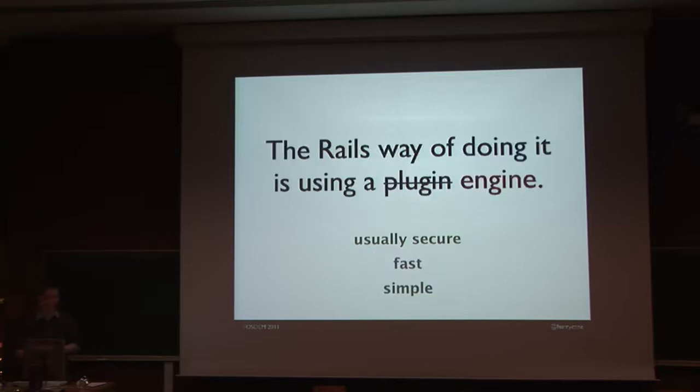Also, the Rails way of doing it is using a plugin, or now in Rails 3, an engine. And this has all three. It's secure because you know the plugin is very well written or has a lot of tests running on it. It's fast because you just plug in the engine and it works. And it's also very, very simple.